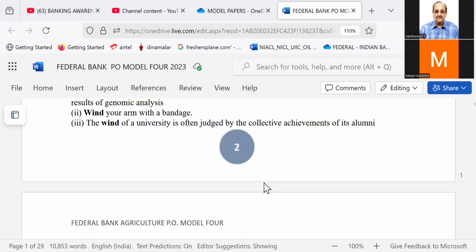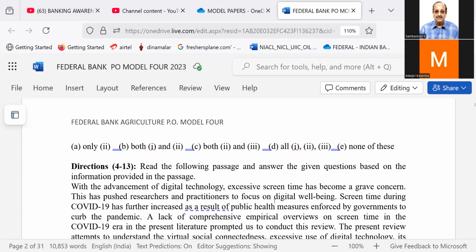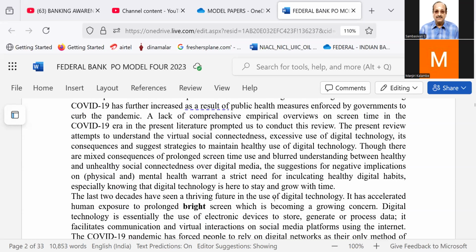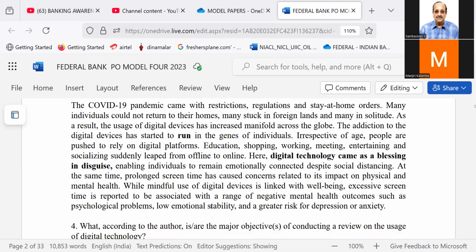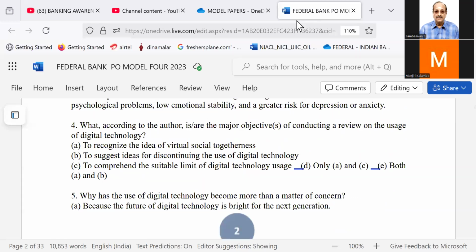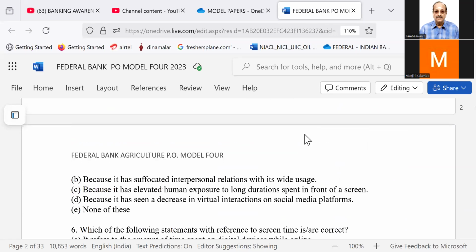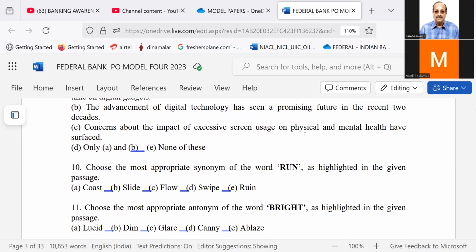Next, you will have comprehension. This is a very familiar thing known to you. In the comprehension passages, you will have bold words, which will be helpful for answering a few questions because they will ask some synonym, antonym, like that.